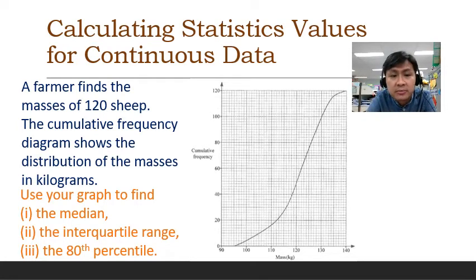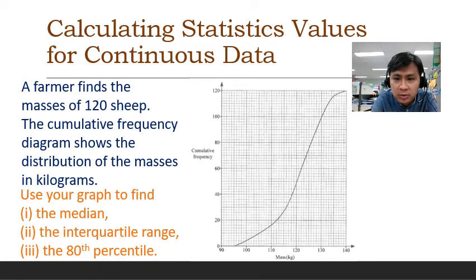A farmer finds the masses of 120 sheep in this cumulative frequency curve here. The diagram shows the distribution of the masses in kilograms. We can see that it's an S-shaped graph, and it has all the different masses for 120 sheep. How do you know how many sheep there are? You look at the frequency on the y-axis.